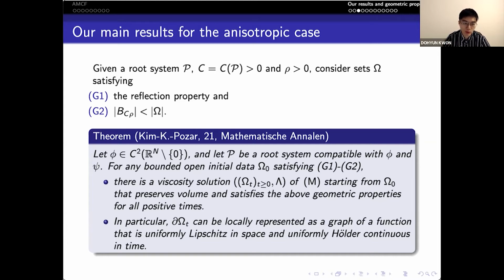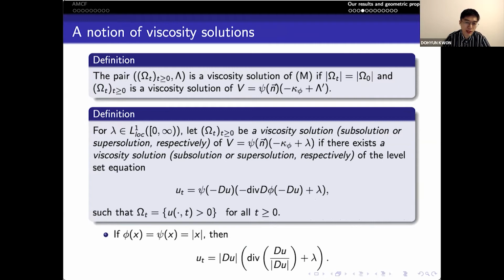So this is our main result for the anisotropic case. Before I explain the motivation and the key idea of the proof, let me introduce a notion of viscosity solution. Since we may have some singularities, we cannot just consider the classical solution. We need to talk about viscosity solutions. Here I use the level set formulation of the mean curvature flow and define a notion of viscosity solutions.